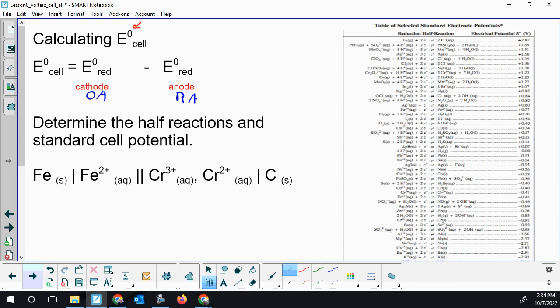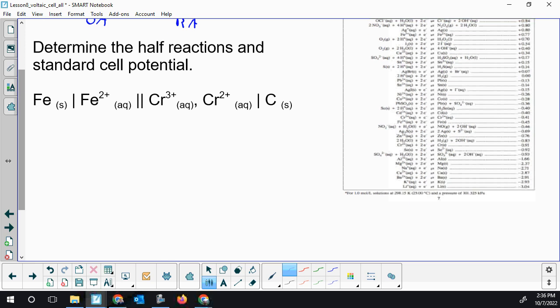So I'm going to jump into an example: determine the half reactions, and then go right into the standard cell potential given that cell notation. A lot of solving voltaic cells is done right with our table. So we're asked for the half reactions. I'm going to continue to do the OA on top, the RA on bottom, because the voltage is the OA voltage minus the RA voltage. So we're all set up to do that subtraction.